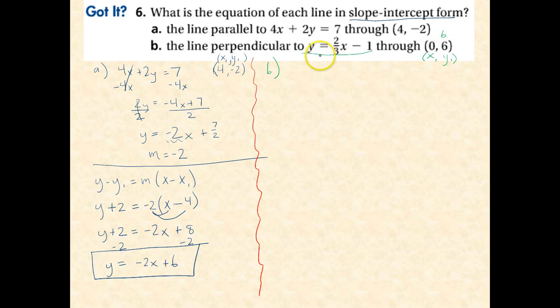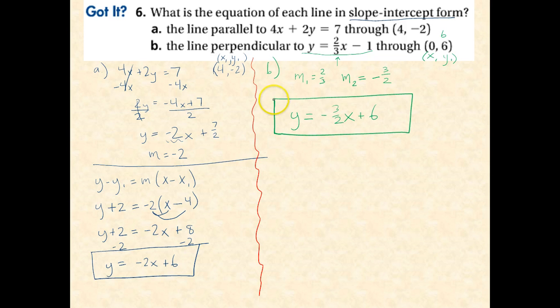So what's going to be the slope of our line? Well, if we're perpendicular to a line that has a slope of 2/3, then we're going to be the negative reciprocal of that, so -3/2. Alright, so y equals mx plus b. Our slope is -3/2, and our y-intercept is 6. So that one was easy money.